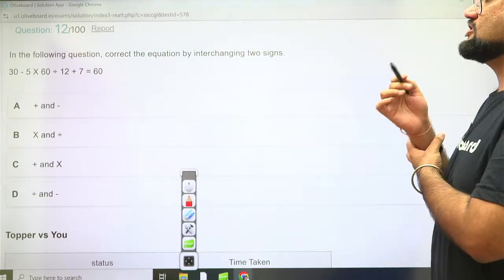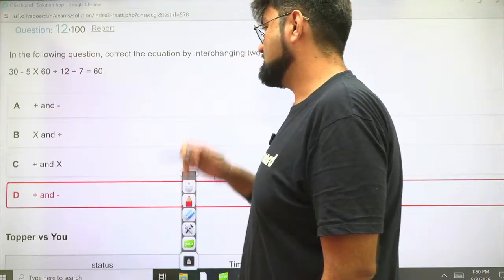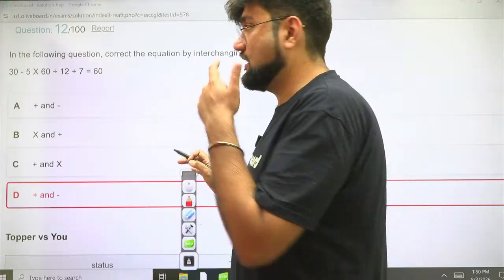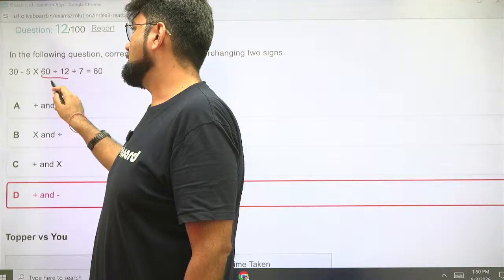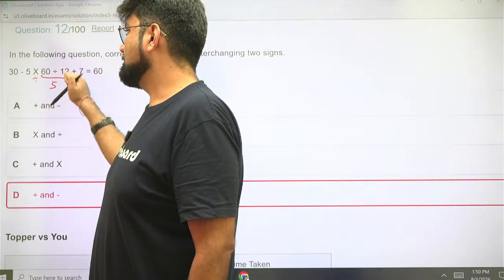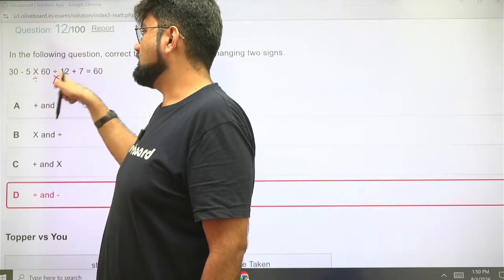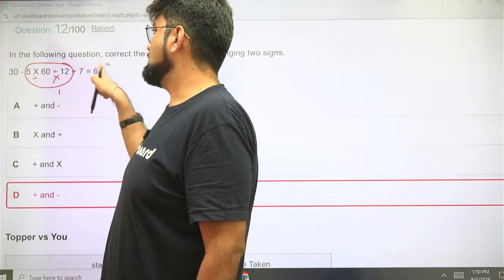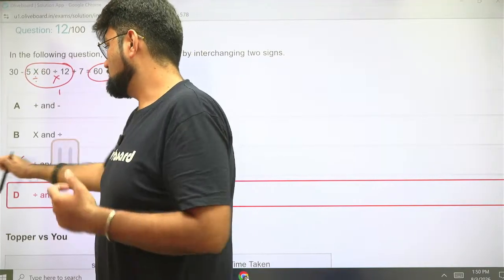Correct the equation by interchanging two signs. We need to check which two signs can be interchanged to get the answer. Obviously, we know now that D is not correct, but anyway, let us consider it. So we see that 60 divided by 12 is 5. Now if I change divide and into, divide will come here. It's still making sense because 5 divided by 60 will be 1 by 12 and 1 by 12 will get cancelled by 12 to get 1. But if I get 1 here, 31 and 7 will not yield 60 at any cost. So option B is gone for me.